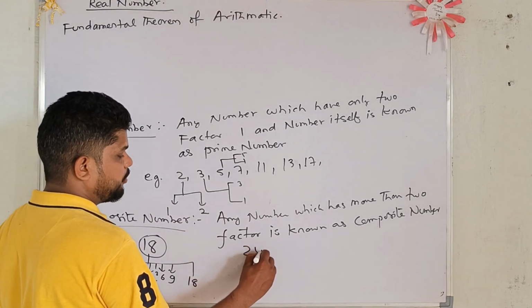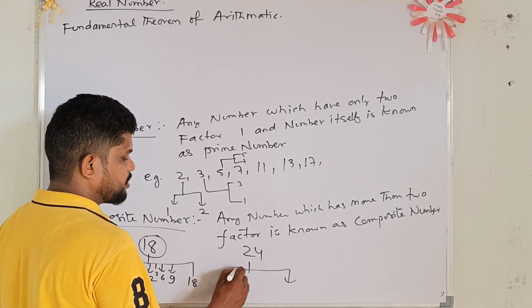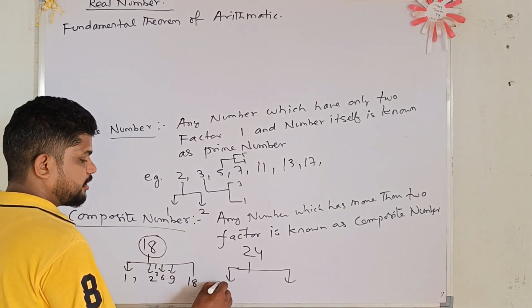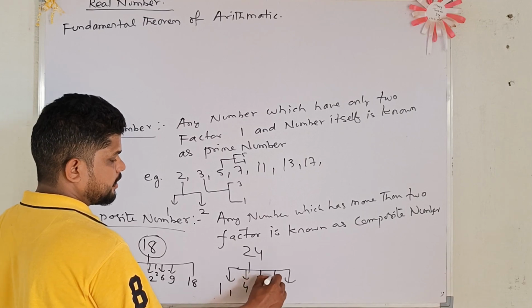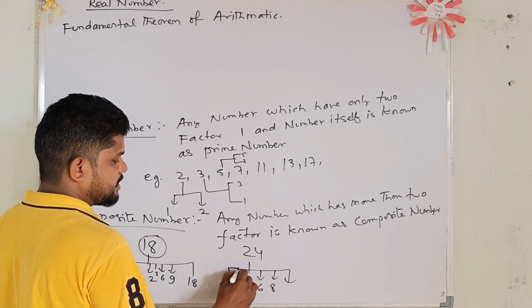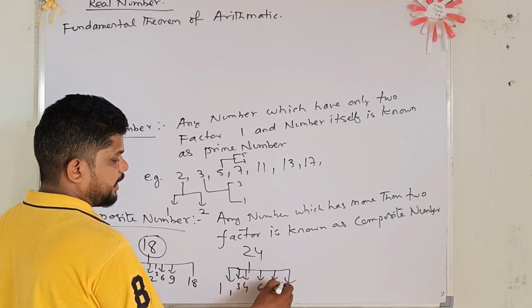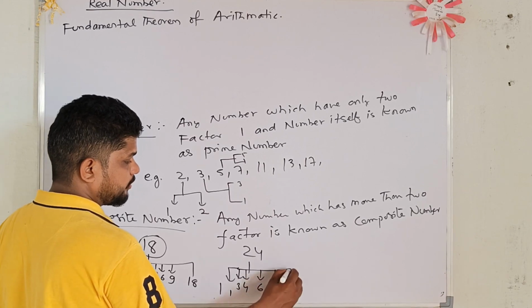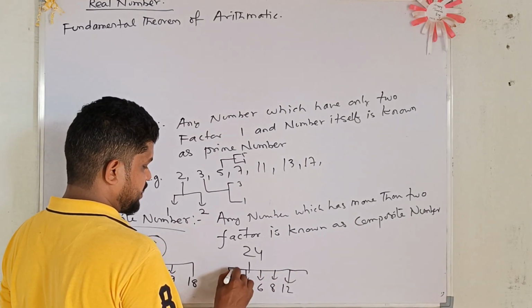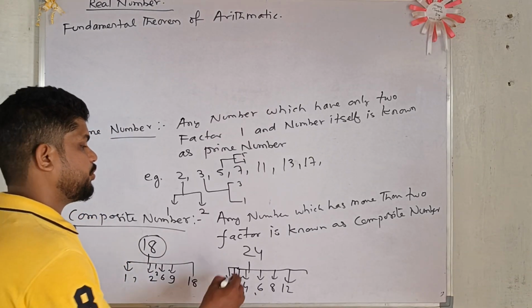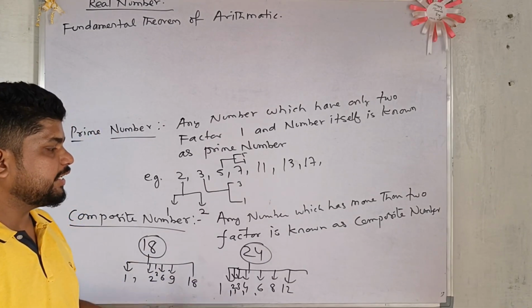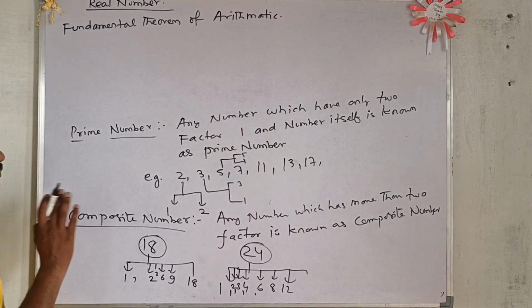Talking about 24, 24 is also a composite number because it has the factors 1, 4, 6, 8, 3 is also there, 12, 2 is there. So these are the factors of 24. So 24 also has more than 2 factors, therefore it is called a composite number.